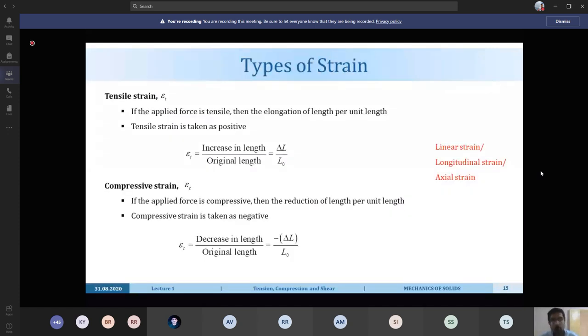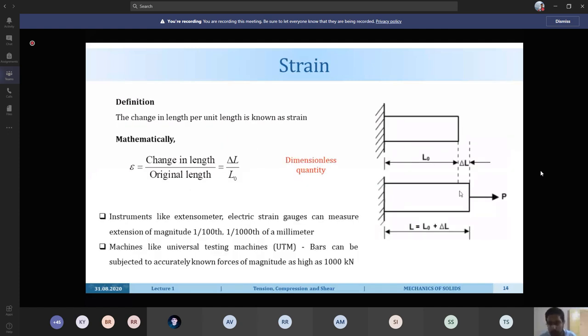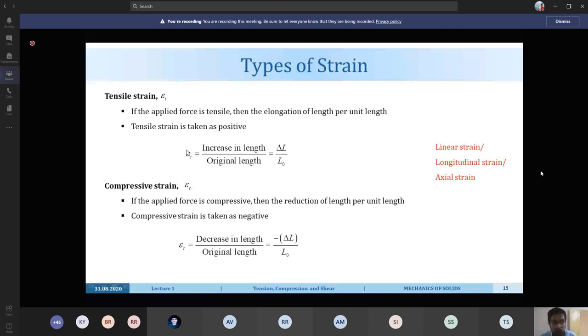So again, similar to the types of stresses, we have different types of strain, for example tensile strain, compressive strain, etc. Tensile strain is where the applied force is tensile in nature. Just as shown here, we are applying a tensile force, which results in the elongation of the original material. So epsilon T will be the increase in length by the original length, so delta L by L0. Whereas compressive strain happens when the applied force is compressive in nature.